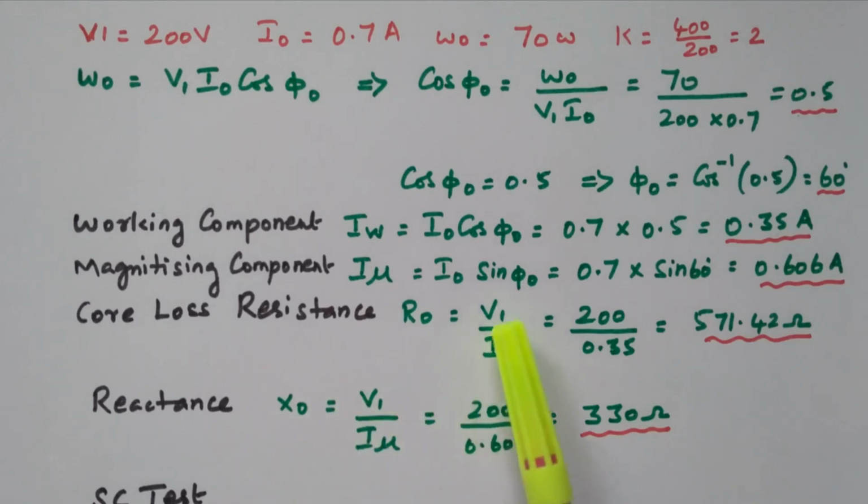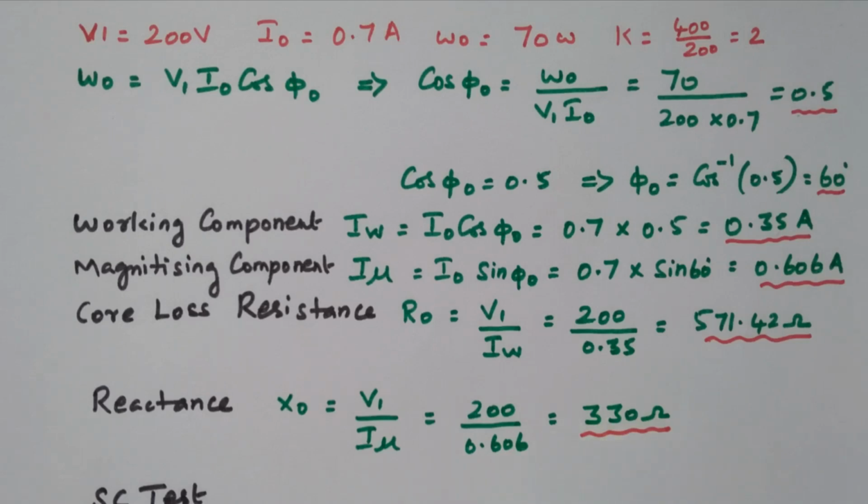R0 equals V1 divided by Iw, the working component. Already we discussed that the iron loss happens in this resistive part. The magnetizing current means it is inductive. So 200 divided by 0.35 is 571.42 ohm. Similarly the reactance X0 is V1 by I mu. So that is equal to 200 divided by 0.606, it is 330 ohm.